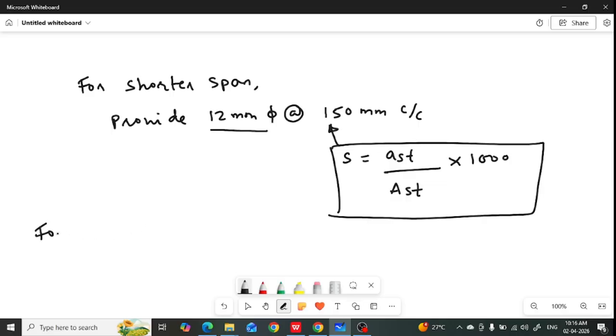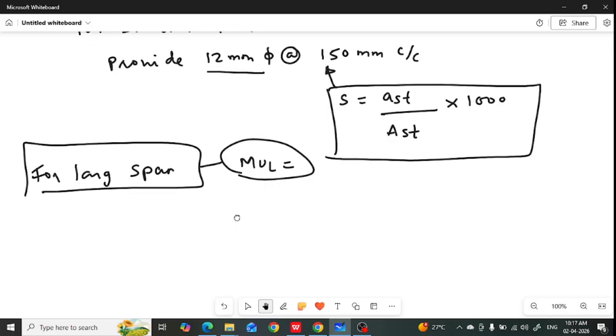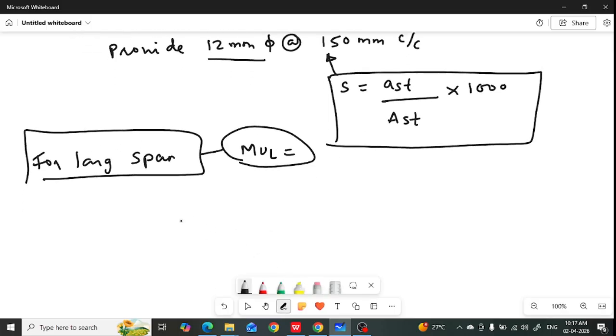For the long span, you have to consider the Mu value, the ultimate bending moment with respect to the longer span. The same steps you need to follow. I will directly write the spacing for the longer span. Provide 10 mm bar at the rate 150 mm center to center. So this is along the longer span.